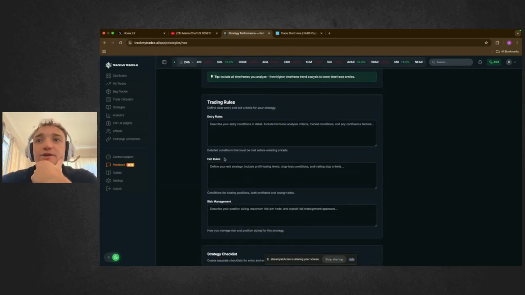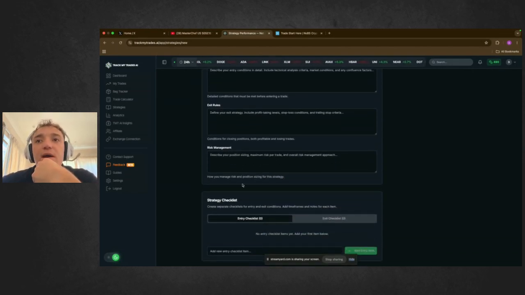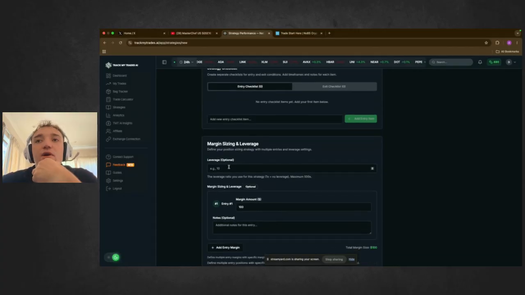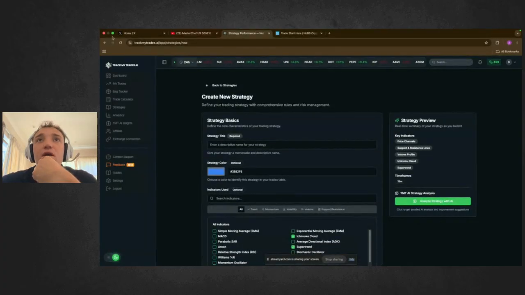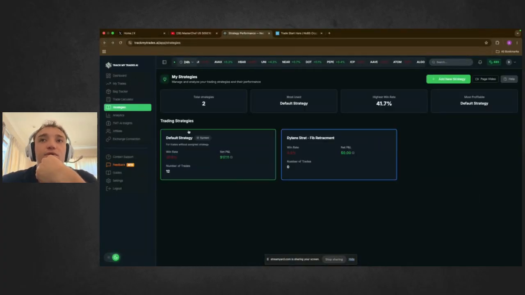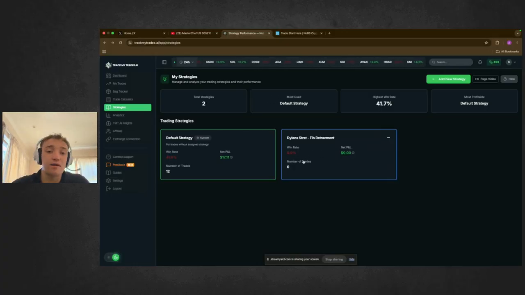You can also do your entry and exit rules. You say risk management, and also how much you put on that trade and how much you made, right? It's pretty cool with the TP and stop loss levels. Basically, with your default system strategy, it's going to match it to this strategy, and you can check the market to see what actually works, right? So, pretty cool function that they have over here in the strategies tab.